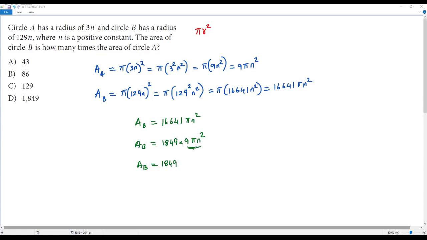We know that this is the area of circle A, so we can replace this one by area of circle A. Here we got the result, area of circle B is equal to 1849 times the area of circle A. So the answer for this question is 1849. We find this value in answer choice D. The correct answer choice for this question is D.